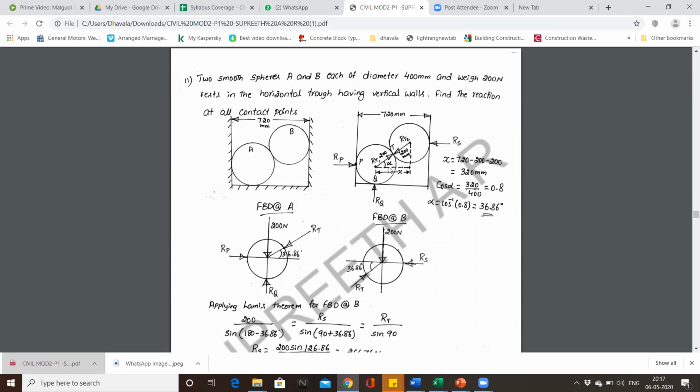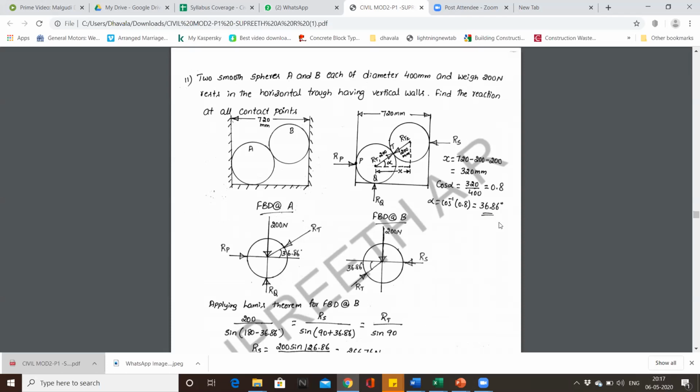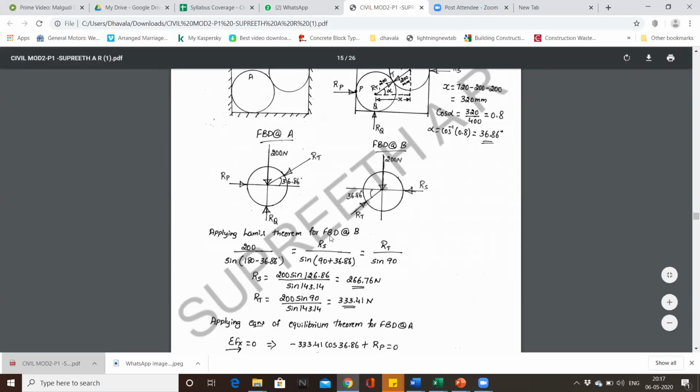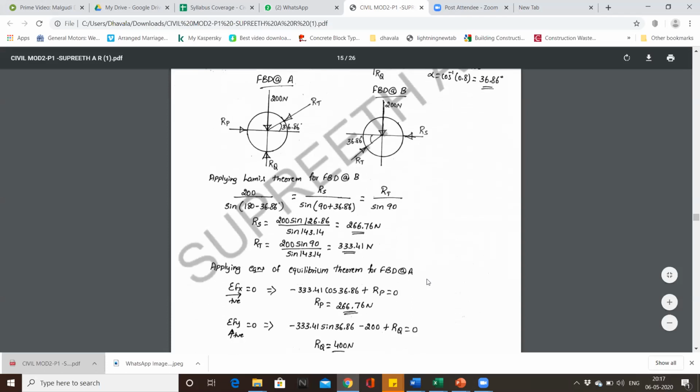And also, in order to find out the angle at which it is inclined, cos alpha will be equal to 320 divided by 400, which is equal to 0.8, and the angle is 36.86 degrees. Now, writing the FBD of both the spheres, we can easily solve the problem.